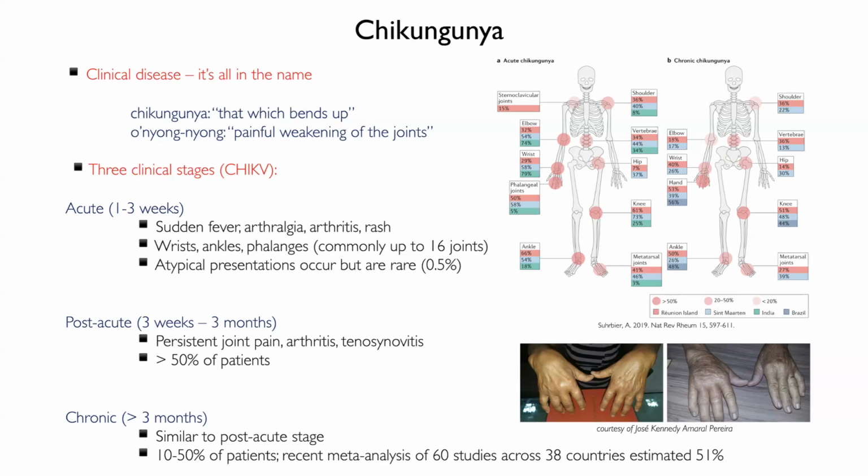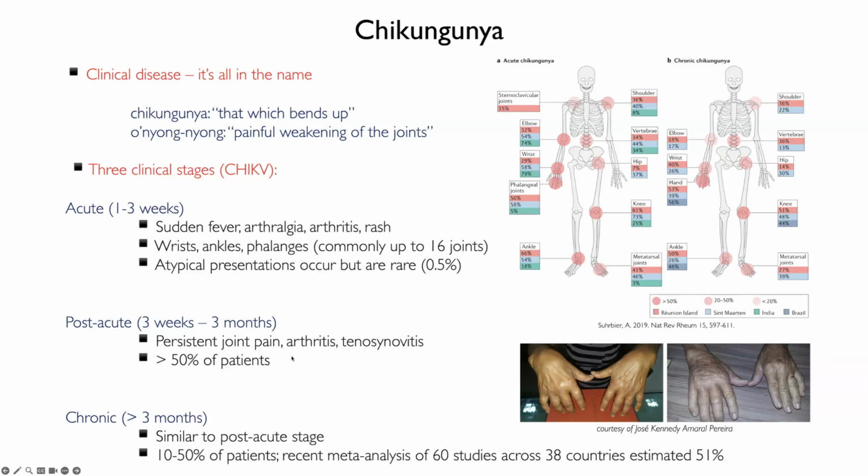This typically occurs in peripheral joints, such as the wrists and ankles, and joints in the hands and feet. And that's illustrated over here in this schematic. So there's typically a large number of joints involved, and kind of not illustrated here is it's also typically symmetrical. And then there's a post-acute stage that lasts from 3 weeks to 3 months. It's characterized by the persistence of this joint pain, arthritis, and tenosynovitis. And this occurs in greater than 50% of patients.